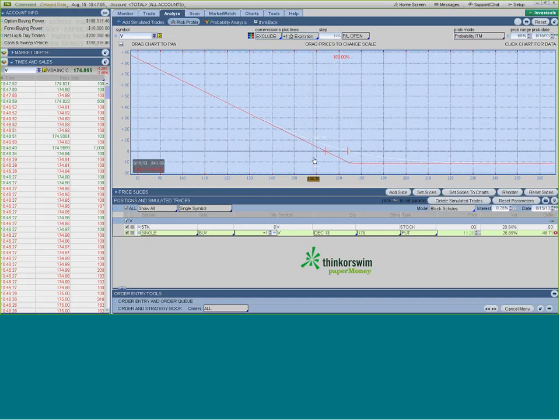But take a look at this. If the stock goes to 160, I'm looking at the bottom left-hand corner over here. If the stock goes to 160 by December, we'll make $380. 150, we can make $1,300. 140, we can make $2,400. What if the stock goes to $100 a share?